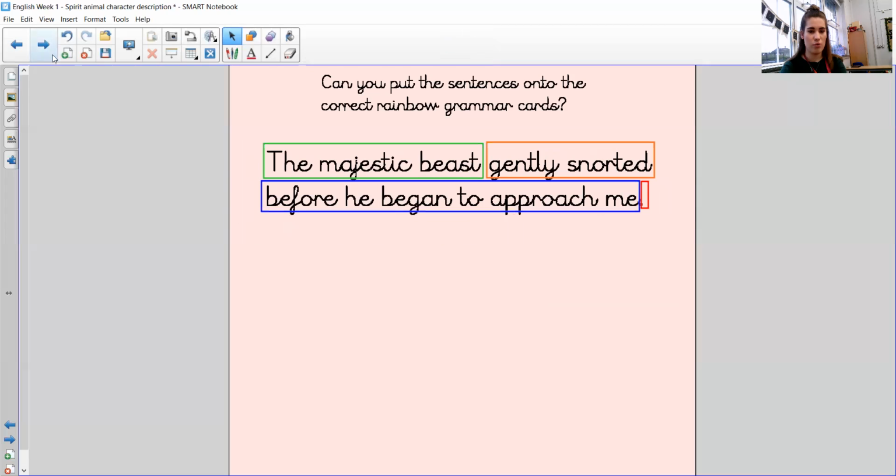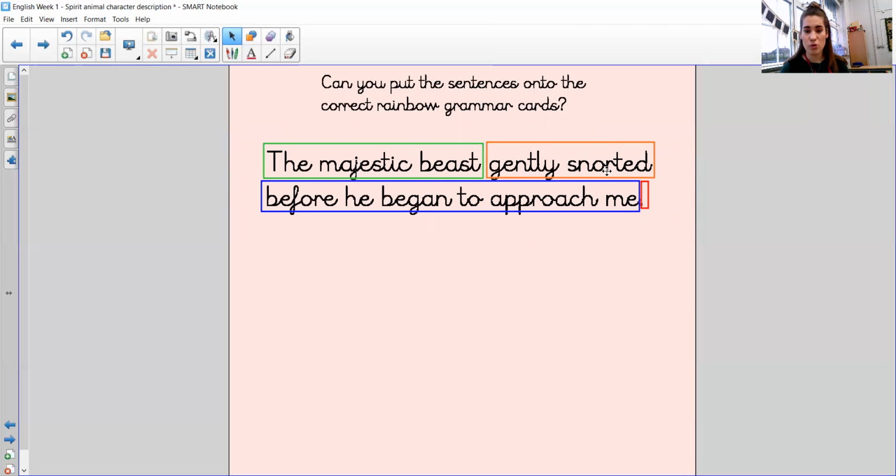Now let's have a look at another one, which hopefully you've all done independently. The majestic beast gently snorted before he began to approach me. So I've got the majestic beast, that is the subject of my sentence, that is who my sentence is about. So that is in green. Gently snorted is my predicate, it's telling me what the majestic beast is doing. And I can see I've got an adverb and a verb. I've always got to have a verb in my predicate because my predicate is about what is being done, what's happening. And then finally, I've got my subordinate clause, before he began to approach me.